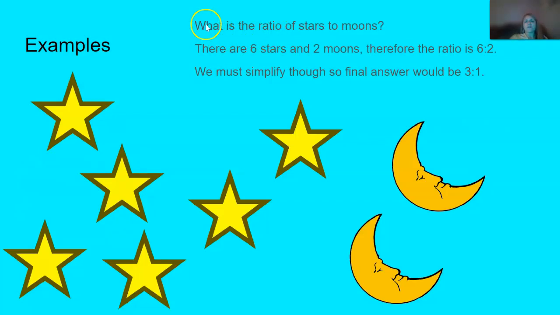The question says, what is the ratio of stars to moons? There are 6 stars and 2 moons. Therefore, the ratio is 6 to 2 because we can see that there are 6 stars on the screen and there are 2 moons. Therefore, our ratio would be 6 to 2. However, we must simplify, so we have to reduce this ratio to 3 to 1.